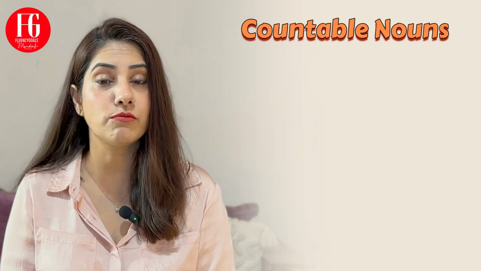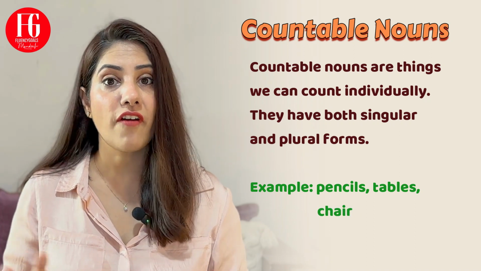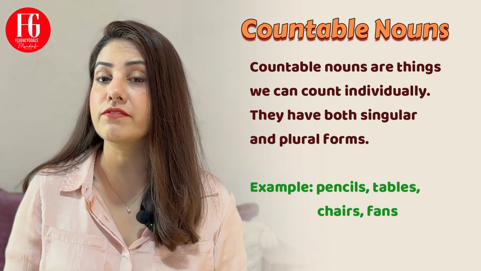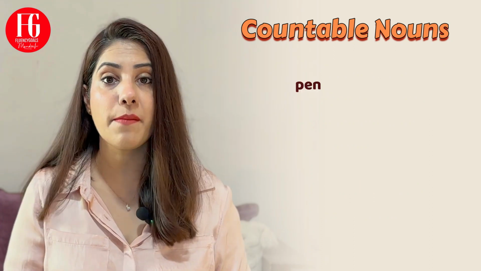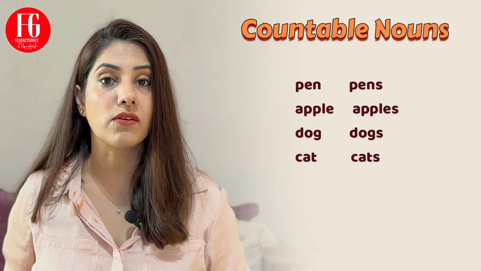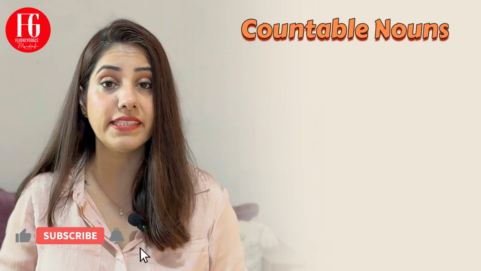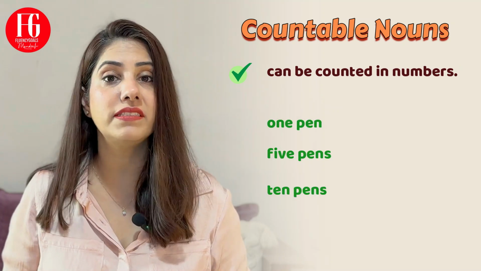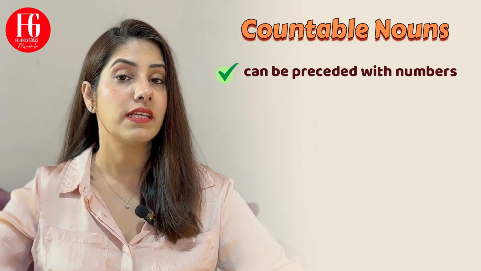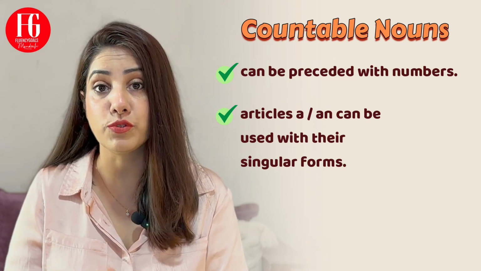Now, what are countable nouns? Countable nouns are simply the nouns that you are able to count physically, like pencils, tables, chairs, fans. And these nouns have their regular plural as well as singular forms. So pen, pens, apple, apples, dog, dogs, cat, cats. So these nouns have very clear plural forms and they can be counted in numbers. One pen, 5 pens, 10 pens. So countable nouns can be preceded with numbers, and the articles a and an can be used with these nouns.